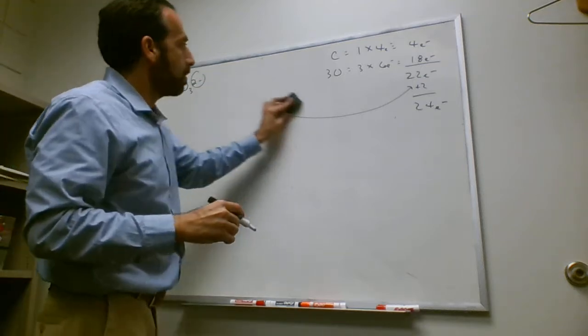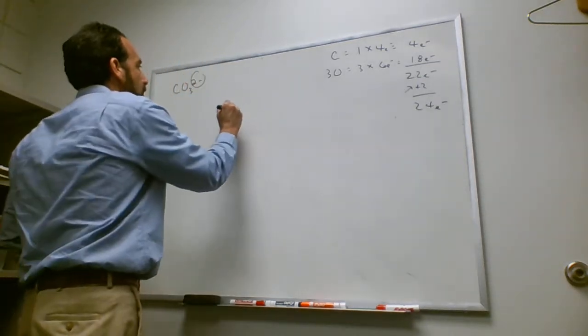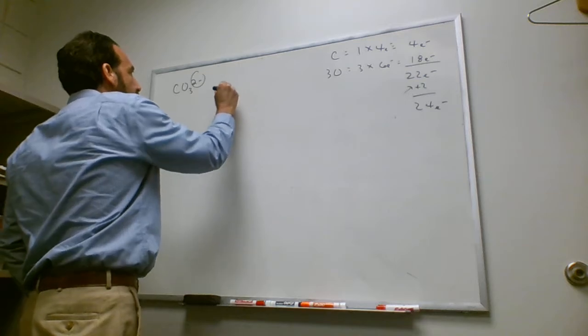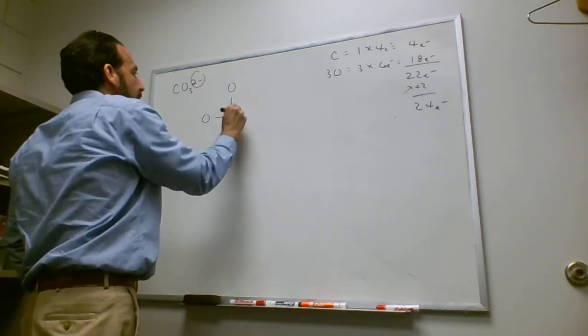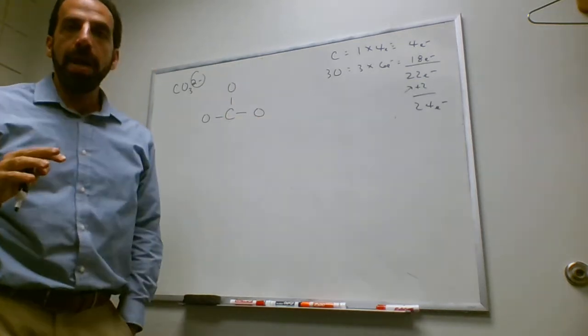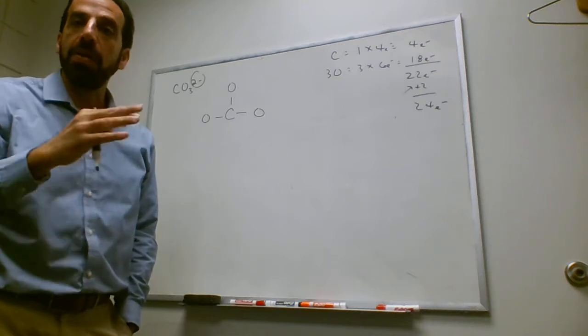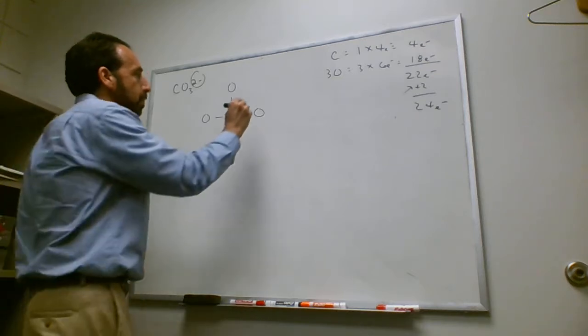So what I like to do is put carbon in the middle, draw single atoms to the oxygens, and then put 6 electrons on each oxygen atom.